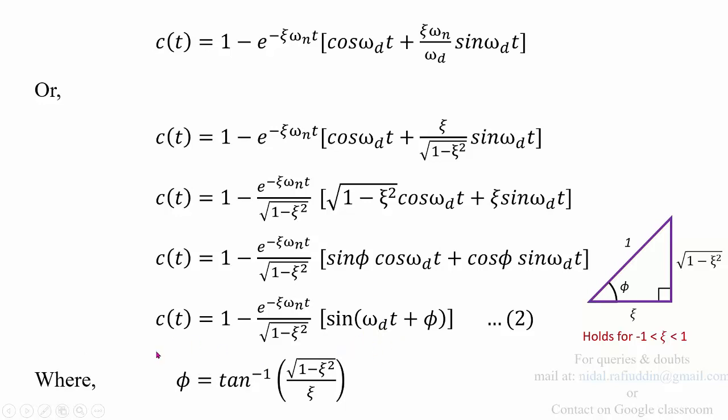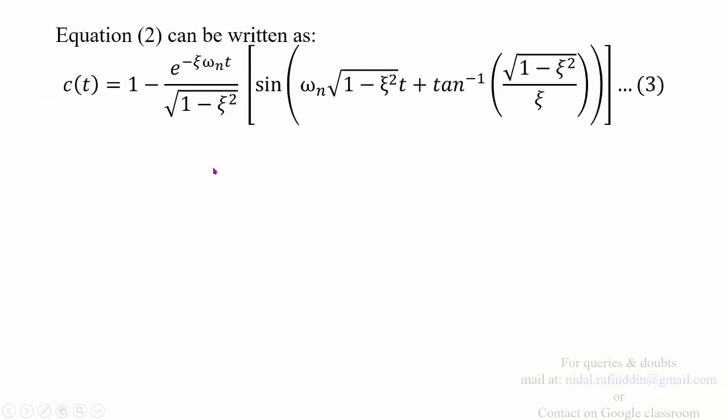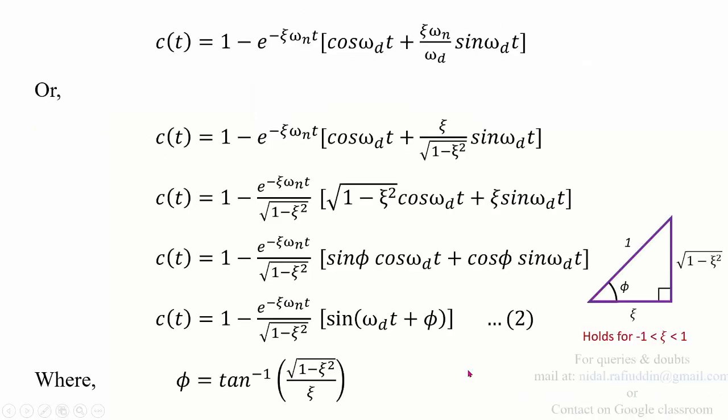Since you assumed phi from this triangle, phi is tan inverse of under root 1 minus zeta square by zeta. If you substitute each of these values, this can further be written in the original form as follows. This form is easy to remember. So you have c(t) equal to 1 minus e raised to minus zeta omega n t upon under root 1 minus zeta square, times sine of omega d t plus phi. Omega d was taken as omega n under root 1 minus zeta square, and phi is tan inverse of under root 1 minus zeta square by zeta.